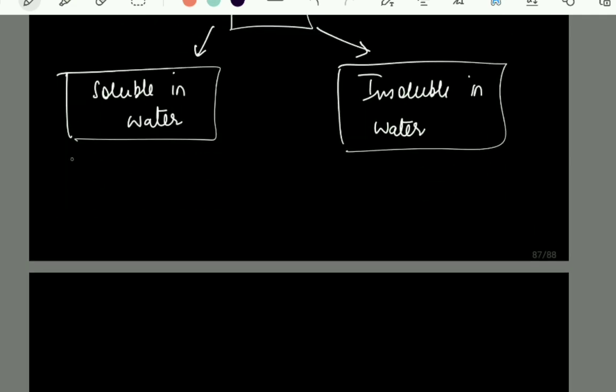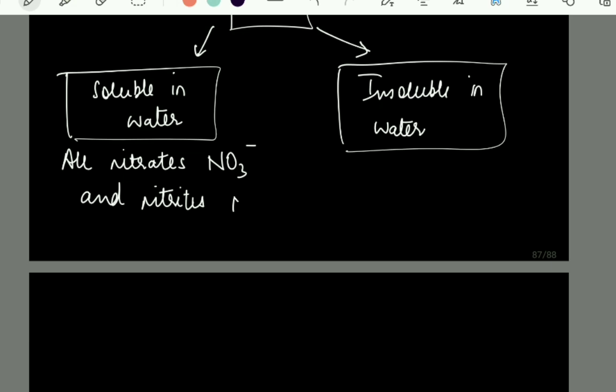So when we say soluble, we say all nitrates. Nitrates means metal nitrates. Nitrate is the NO3 minus ion. So sodium nitrate, potassium nitrate, any kind of nitrates, and nitrites. These are soluble. Nitrites are NO2 minus: sodium nitrite, magnesium nitrite, calcium nitrite. These are soluble. This is one category.